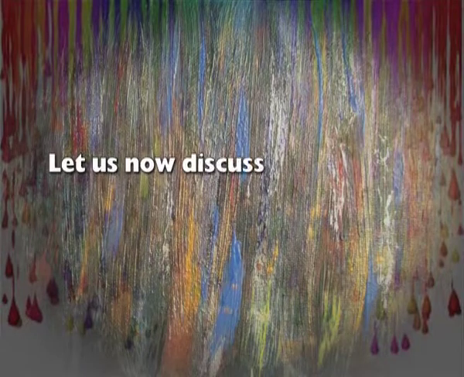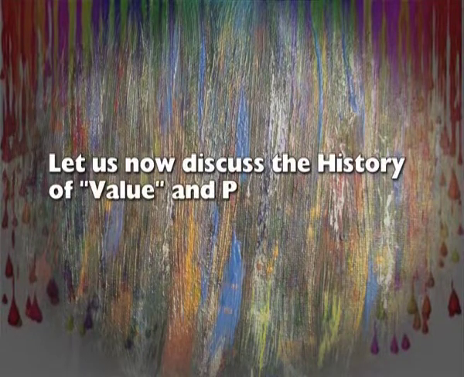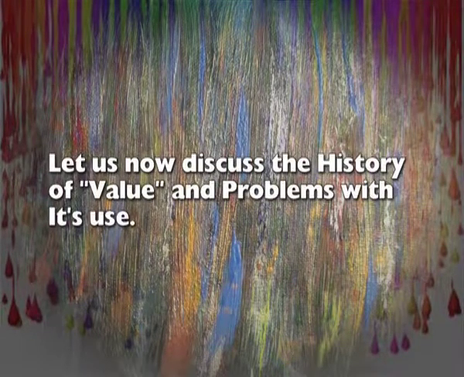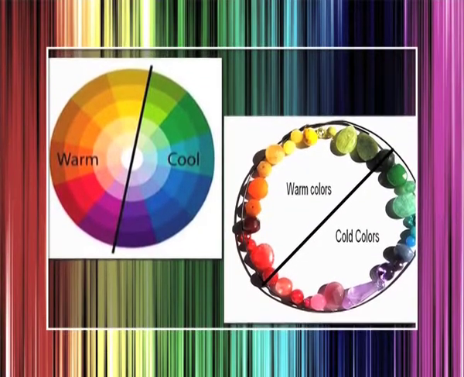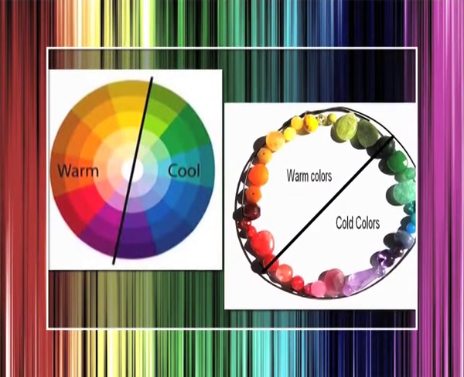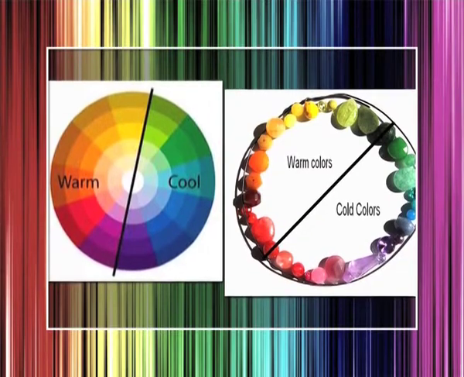Changes in value, whether sudden or gradual, can add greatly to the visual impact of art forms. Changes in value can also be used to help the artist express an idea. Let us now discuss the history of value and problems with its use. A certain quantity of cold colors is necessary to give value and luster to the warm colors.